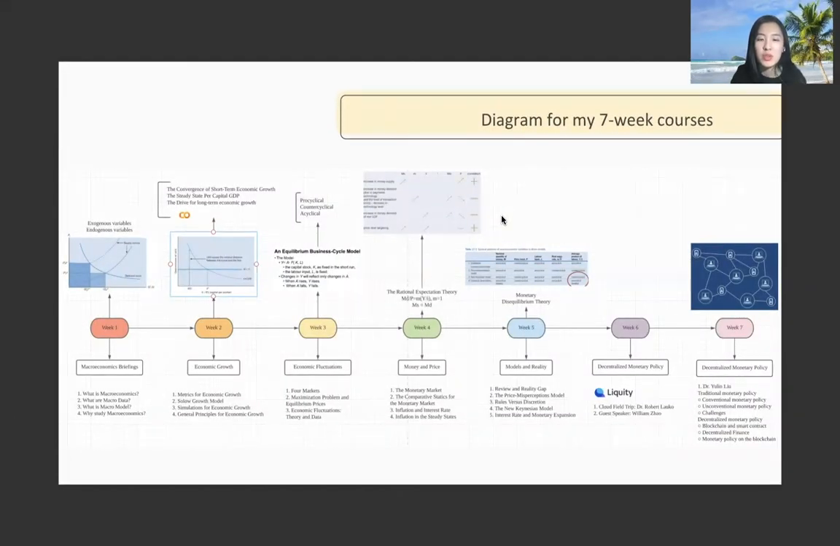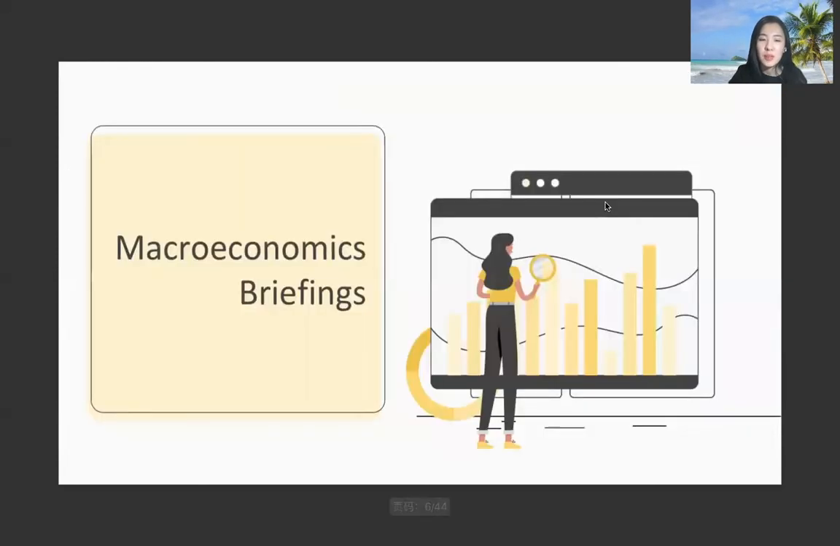This diagram shows what I have learned through the 7-week course. We have explored some of the basic macroeconomics theories and models, including the equilibrium business cycle model, the rational expectation theory, and some monetary policies. I will skip parts 1 to 3 because of the time limit. These 3 parts are simply a summary of those basic macroeconomics theories and simulations of them. You can see the idea clearly from the titles.